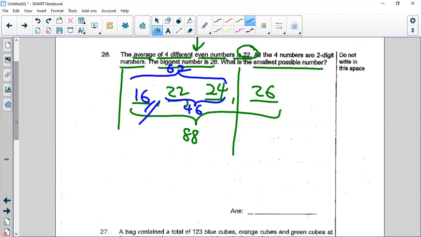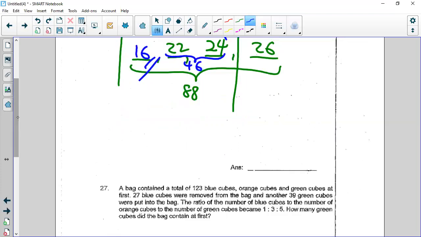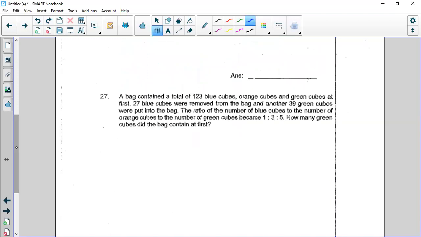27 is kind of hard. Okay, now 27 is going to be a little... okay, yeah. Let's look at question 27. Question 27 is a before and after.